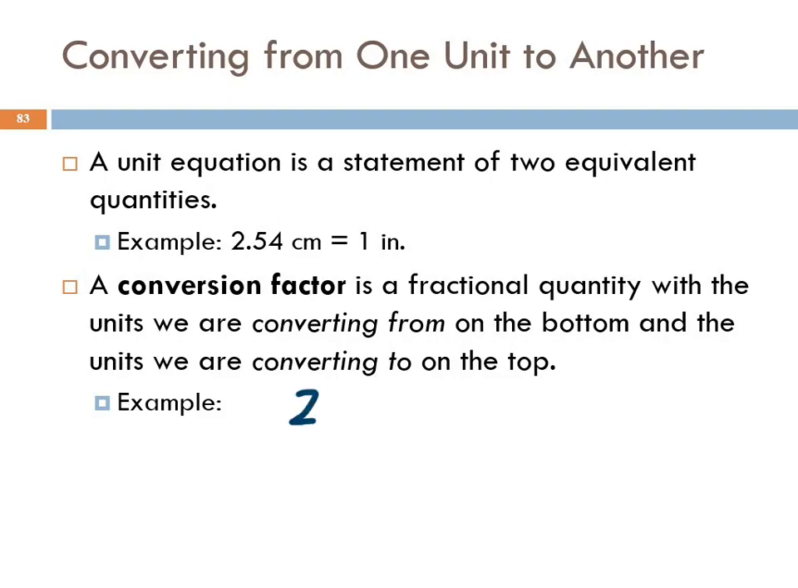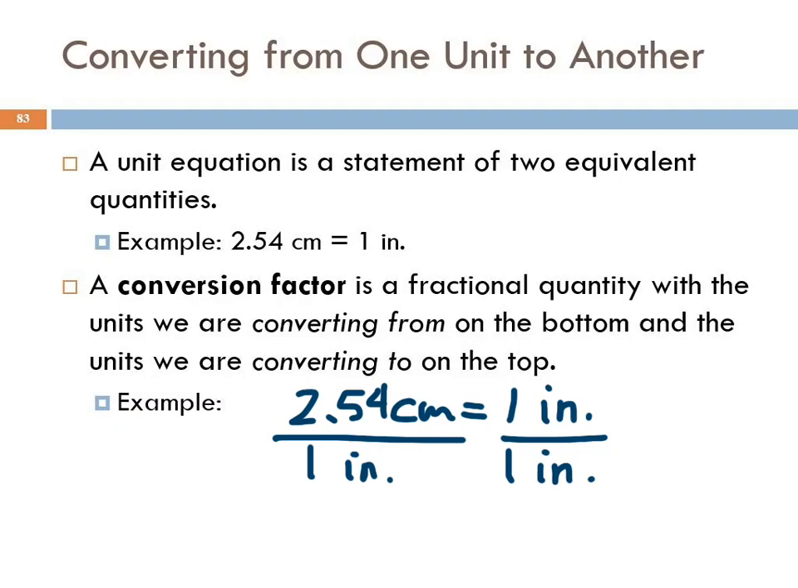So 2.54 centimeters equals 1 inch. Now, if I divide one side by 1 inch and I divide the other side by 1 inch, those two quantities are still equal, yes? When you take a mathematical equation and you do the same thing to both sides, it's still equal. What is 1 inch divided by 1 inch? 1. That's equal to 1. The inches cancel out like variables. 1 divided by 1 is 1. So 2.54 centimeters divided by 1 inch is numerically equal to 1.